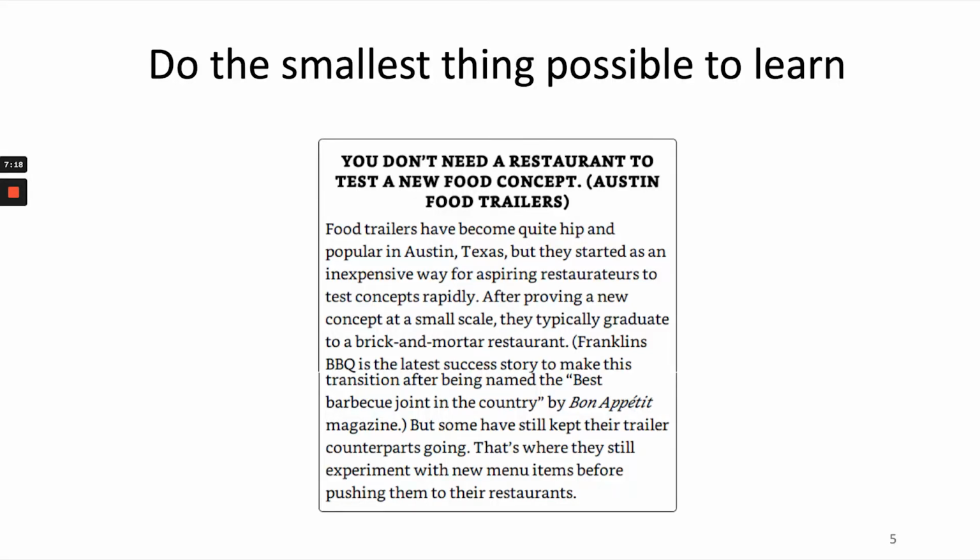The second example is about experimenting to see if a restaurant idea is good. It's called: you don't need a restaurant to test a new food concept. Food trailers have become quite hip and popular in Austin, Texas, but they started as an inexpensive way for aspiring restaurateurs to test a concept rapidly.